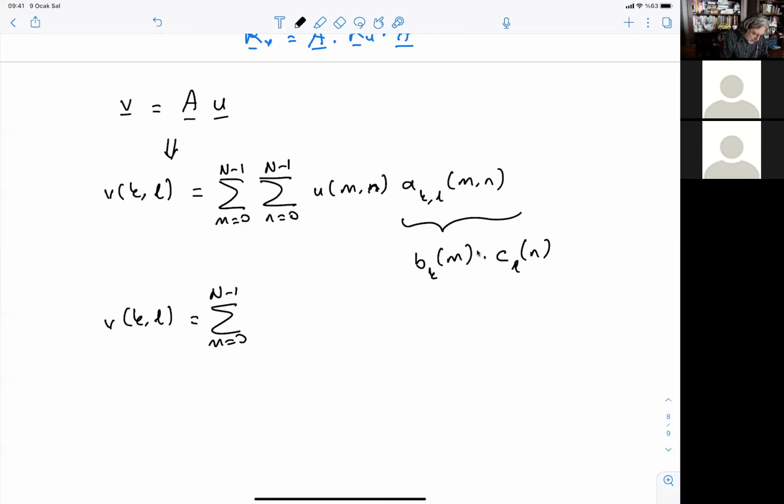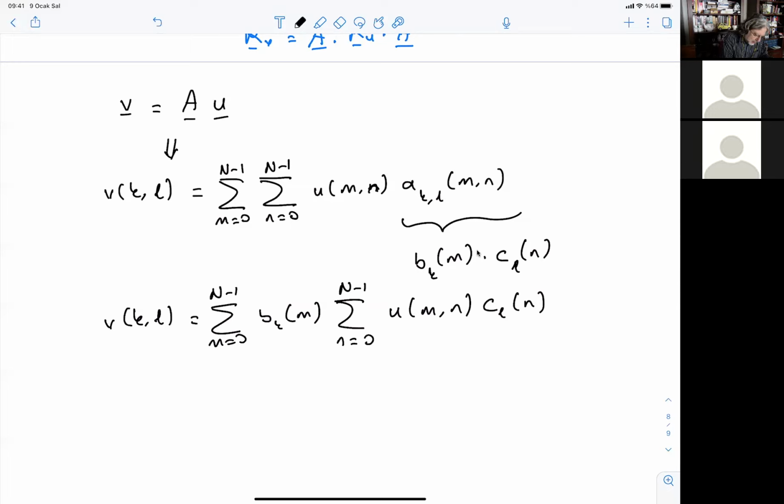And I'm going to put B sub K of M here because it has nothing to do with N. Therefore, I can push it from the left-hand side out of this summation, N from 0 to capital N minus 1, of U of M N and C sub L N. Okay, I can write it like this.